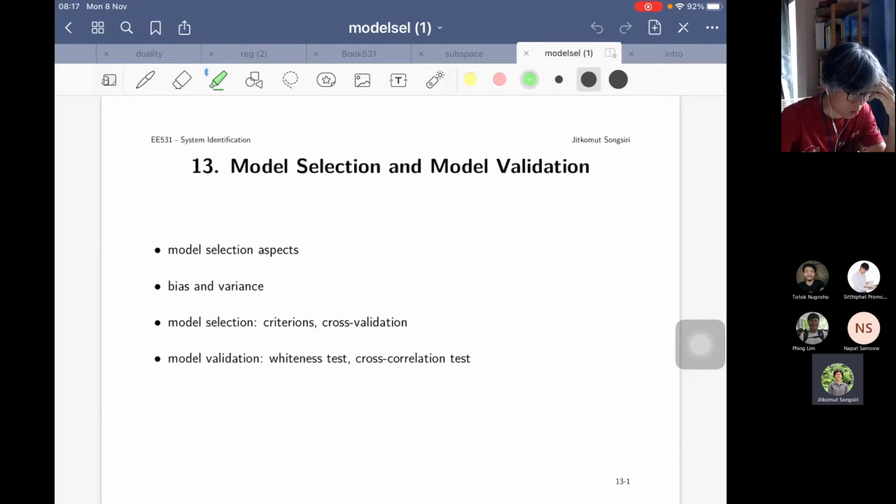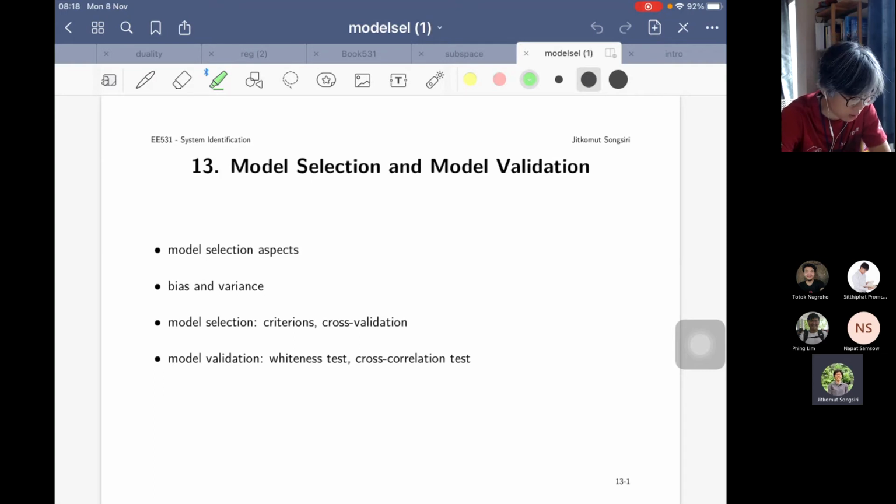This chapter we explain about one last step of the system identification process, which is model selection and model validation. In this chapter, we go over important considerations in model selection that rely on the important concept of bias and variance decomposition. These two quantities are properties of the model. They cannot be reduced small at the same time.